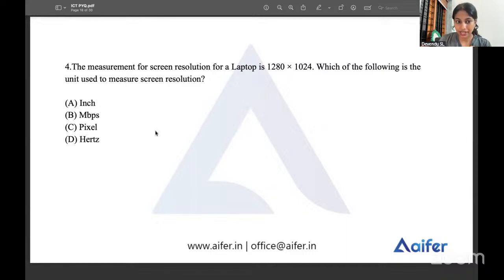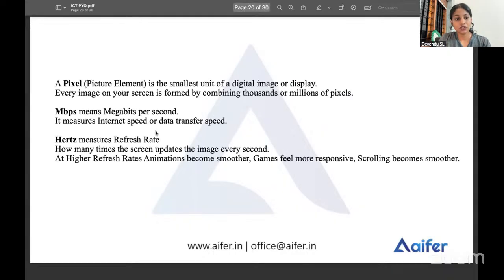What will be the answer? The answer will be pixel, right? Mbps is used for another purpose. So what is screen resolution? When we open a mobile screen, we see a picture, right? The picture is not one continuous image. It is made up of millions of tiny dots, and these tiny dots are called pixels. So pixel is the smallest unit of a digital image or display.